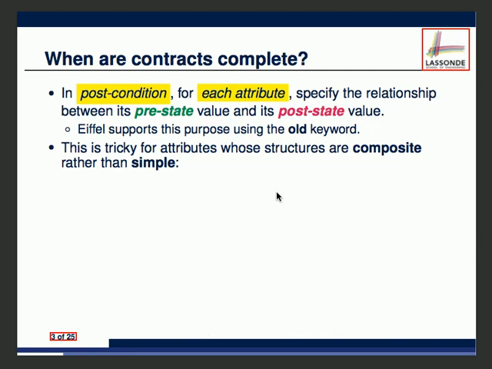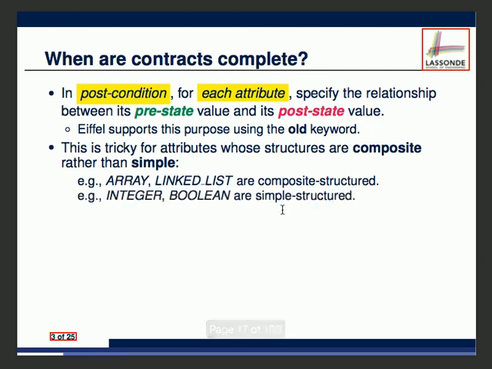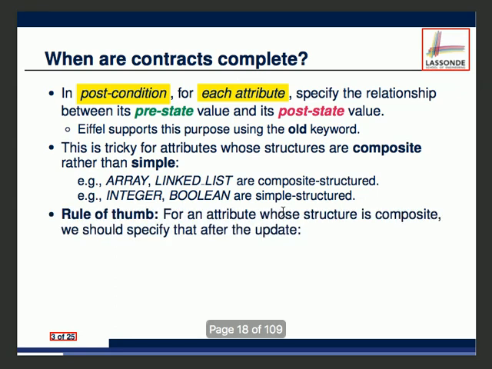Okay? However, when you're trying to compare the pre-state value and post-state value for certain attributes, it can be very tricky. If somehow the structure for the attribute is actually not simple like an integer, it can be composite, like an array, linked list, or hash table, right? So array, linked list, you've got to be careful. Let's say in this example, when you do arrays, if they're a simple structure, then you don't have to worry about a copy issue.